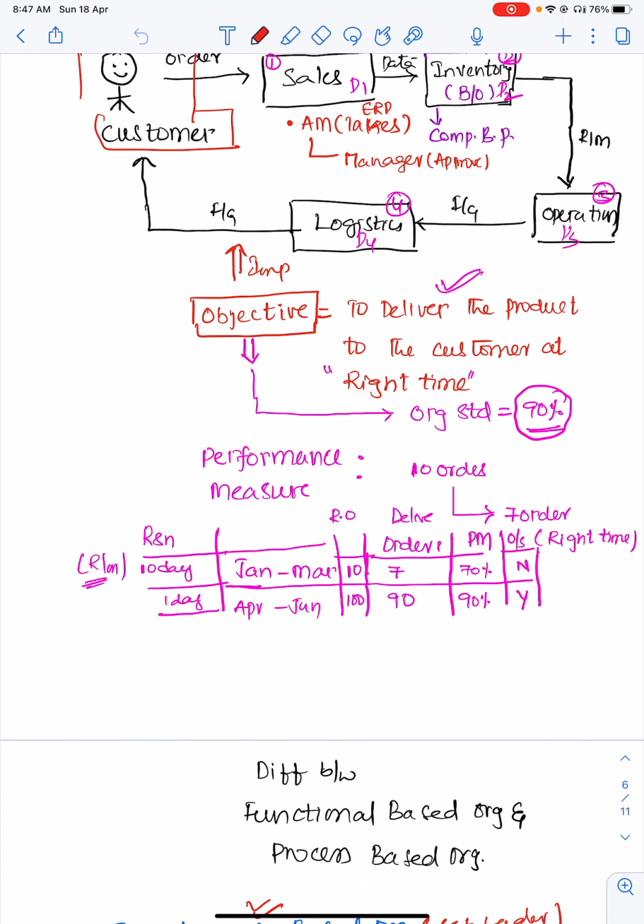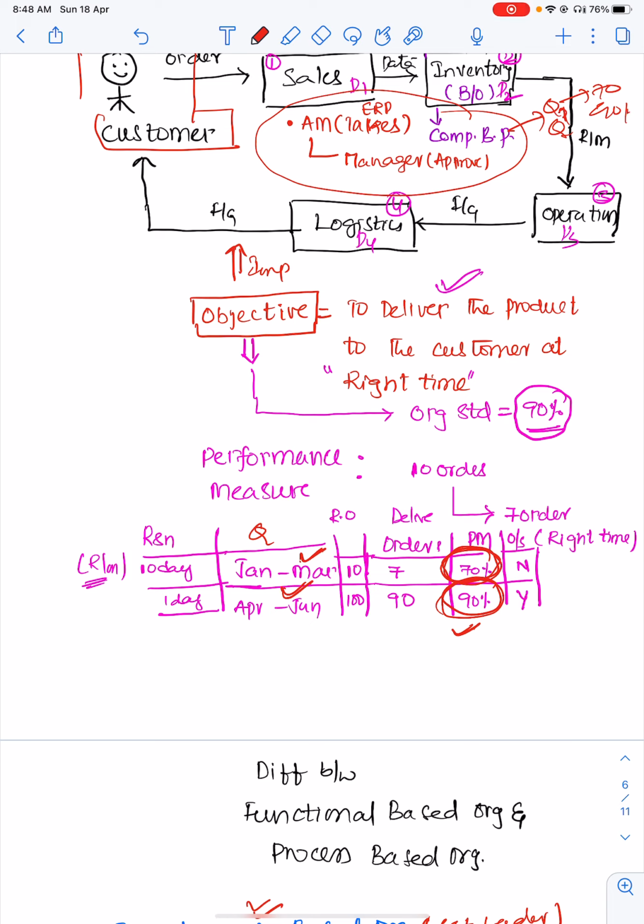So in the first quarter we achieved only 70%. In the second quarter we identified defects and we rectified defects. We were able to perform 90%. So how did we achieve it? By repeating the steps. Which steps? The same steps. These steps we have repeated. In the first cycle or first quarter we achieved 70%. In the second quarter we achieved 90%. So it is nothing but an iterative process. Iterative means repeat.